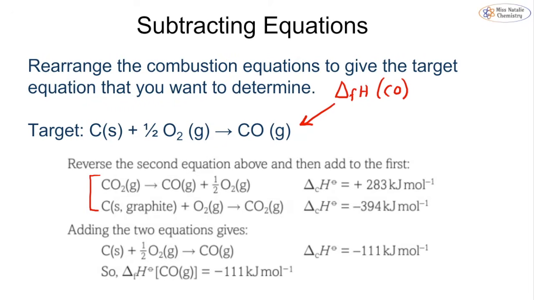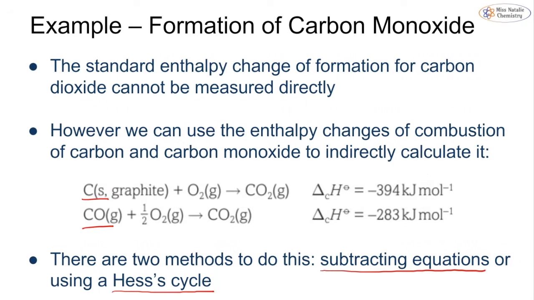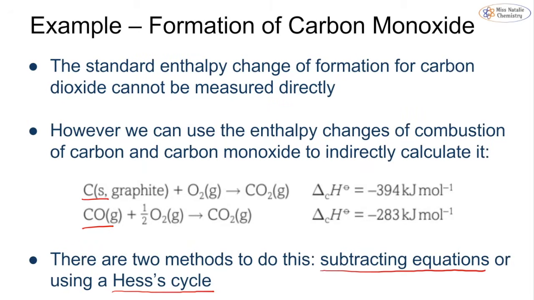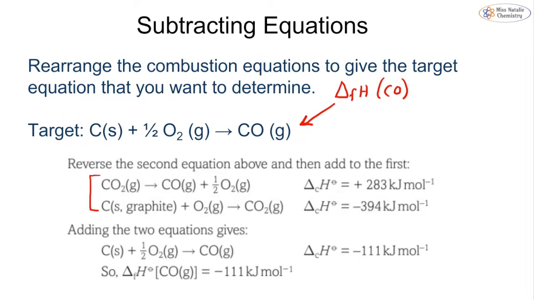Now, what we have to do, if we go back to these ones, which is what we had, we have to reverse the second equation. The reason that we have to reverse the second equation is we want all of our reactants and all of our products to be able to cancel out and leave only the target equation. So if I reverse the second equation, I can then cancel out CO2 on both sides. And then I can cancel out half of this oxygen to leave me with half here.